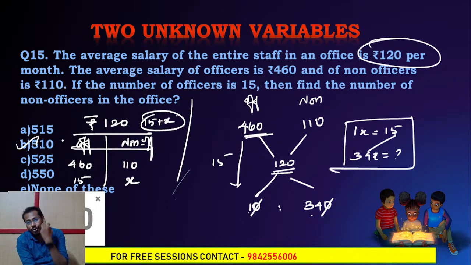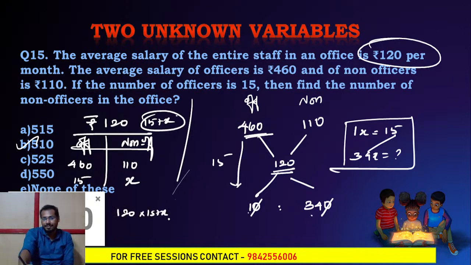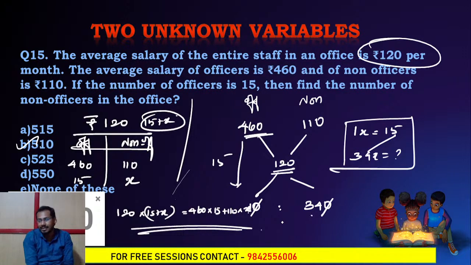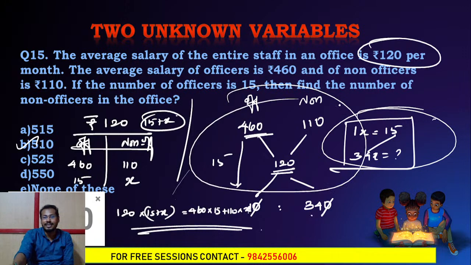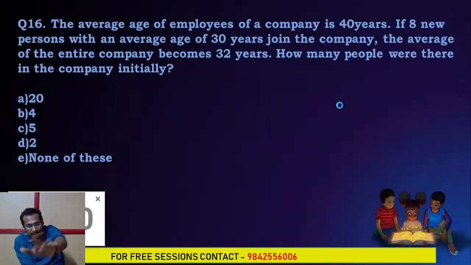If you write the same content in formula, look at this: 120 into 15 plus x is equal to 460 into 15 plus 110 into x. You will get the answer only if you solve all this. Multiplications, divisions, everything will come. But here, just 34 into 15 is the only thing. The remaining is just a diagram. I hope you understood this easiest way. Same concept, same method. Next question.